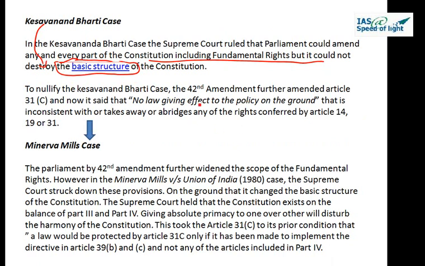Now, to nullify the Kesavananda Bharati case, the 42nd Amendment Act further amended Article 31C, and no law giving effect to the policy of the directive principles under 39B and C will be declared void on the ground of violating the fundamental rights under Article 14 and 19. This all we have already studied in fundamental rights.